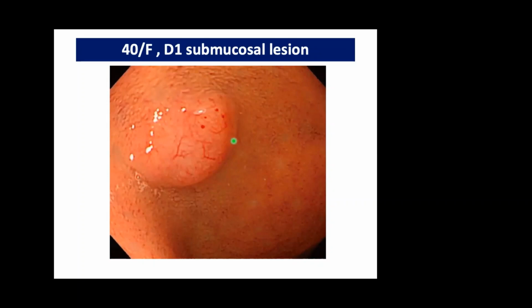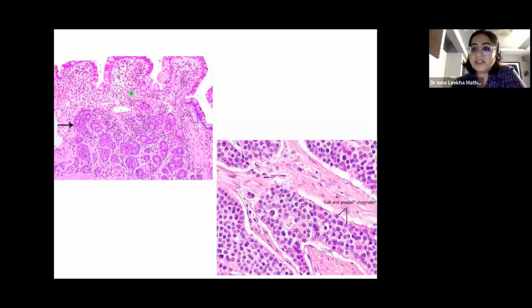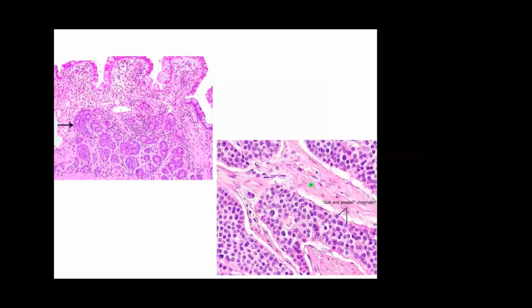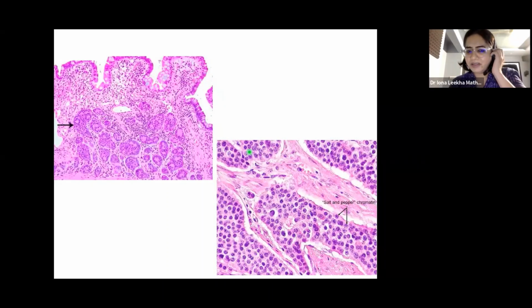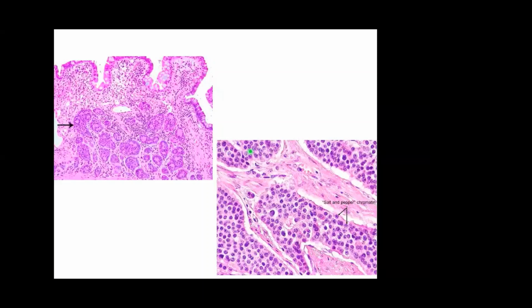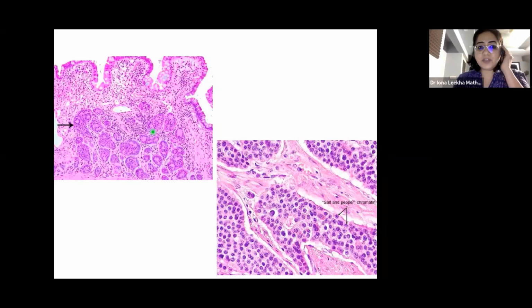Dr. Ayana, please, can you describe what we see here? You are right, but the differential is neuroendocrine tumor versus GIST. What is it that you're seeing here? They mentioned salt and pepper chromatin granules. Yeah, so you're seeing nests of tumor cells here, arranged in a small acinar, nesting pattern, and here you see the cells with the salt and pepper chromatin.